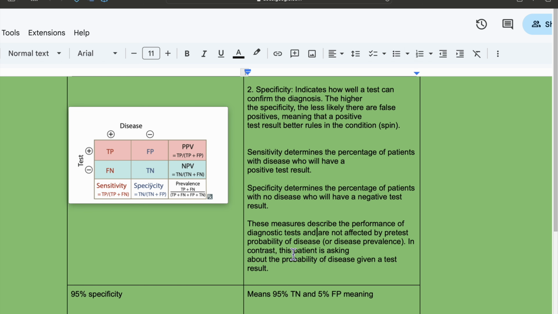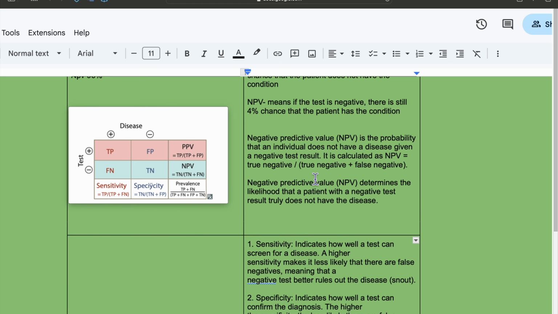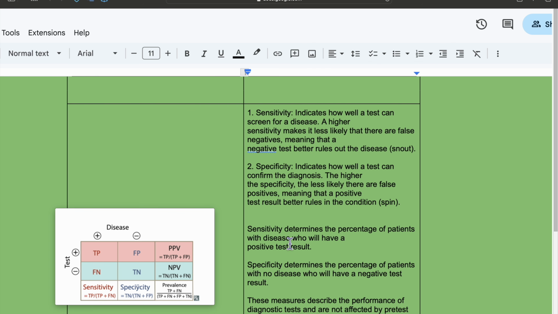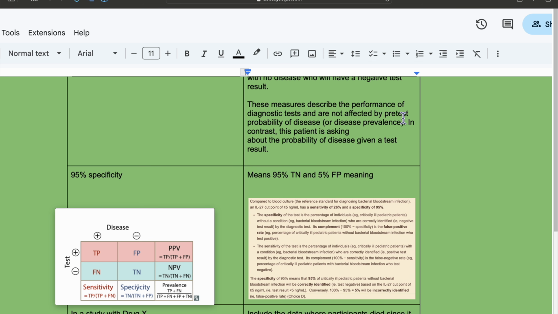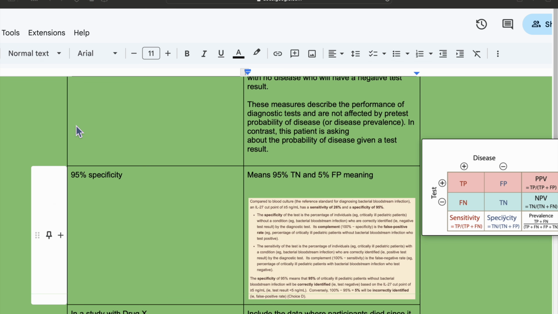In contrast, this patient is asking about the probability of disease given a test result. So that's this one, right? They were given that this is the test result and all that. I feel like that's the same question. Anyways, just keep the stuff clear in your head and it should be fine.